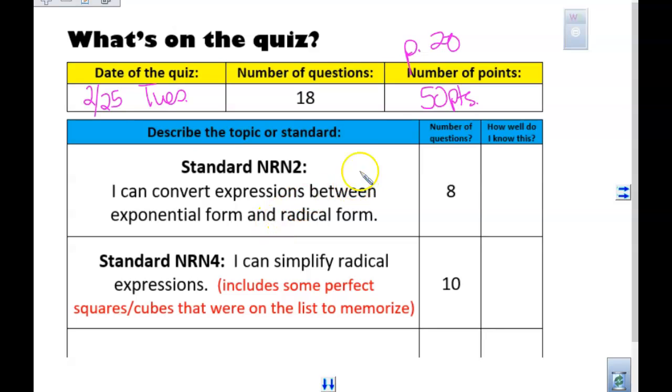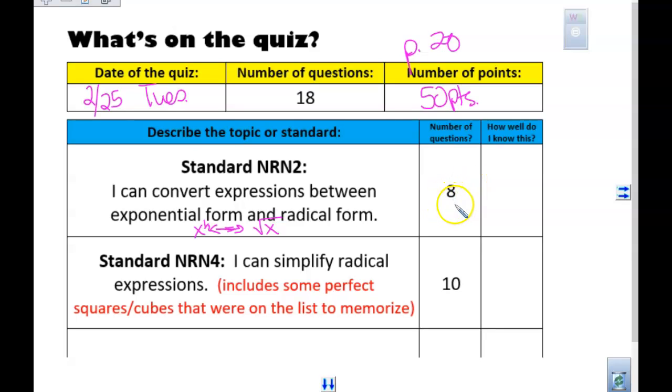I can convert expressions between exponential and radical. So exponential, having x to the half, and knowing that as a radical, that's the square root of x. So going back and forth between the two. I'm going to be asking you to do both of those.